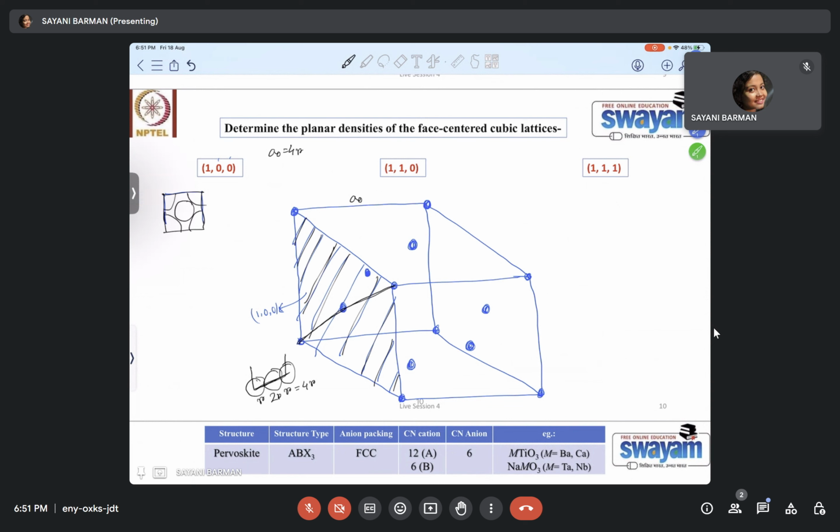The diagonal of any square is root 2 A0. Then root 2 A0 equals 4R. Then R equals root 2 A0 by 4. So for face-centered cubic lattice, the 100 plane seems like this.